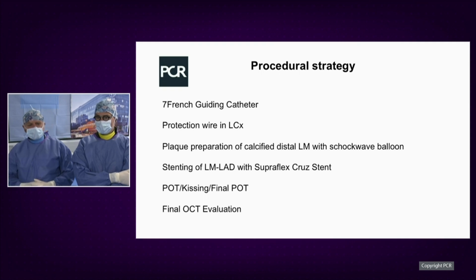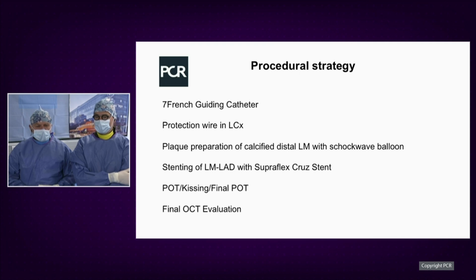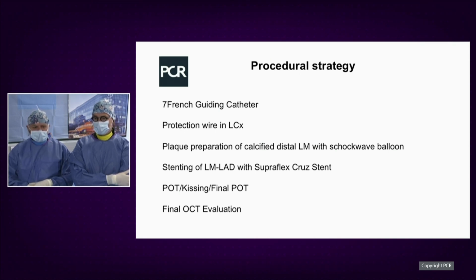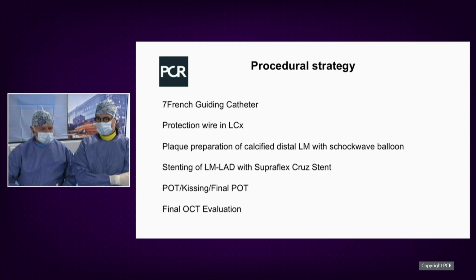So the procedural strategy: we chose a 7 French guiding catheter because it's a left main, quite large, and so we will be more comfortable with a 7 French guiding catheter. We have a protection wire in the left circumflex. Due to the evaluation by MSCT, we decided to do a plaque preparation of the calcified lesion using a shockwave balloon. Then we will do a stenting from left main to LAD with a Supraflex Cruz stent using a provisional strategy, probably with a POT, surely a POT, kissing and a final POT, and do a final OCT evaluation. This is the strategy.